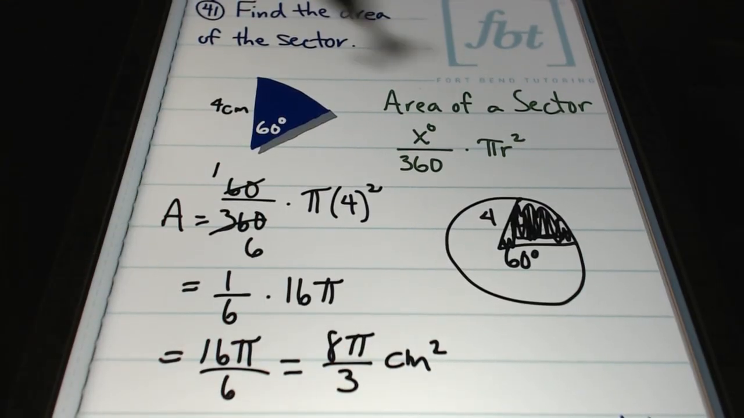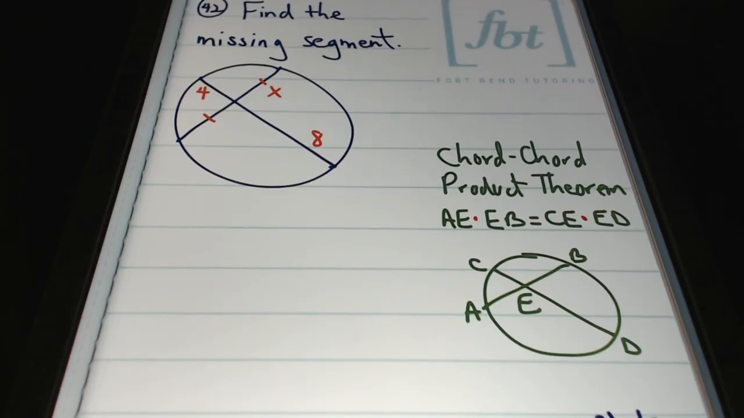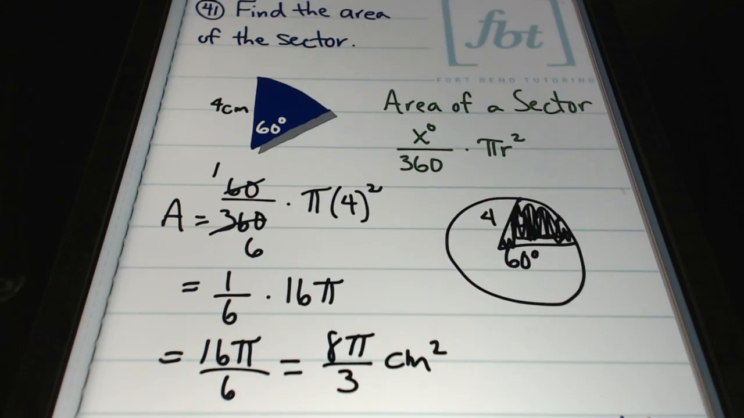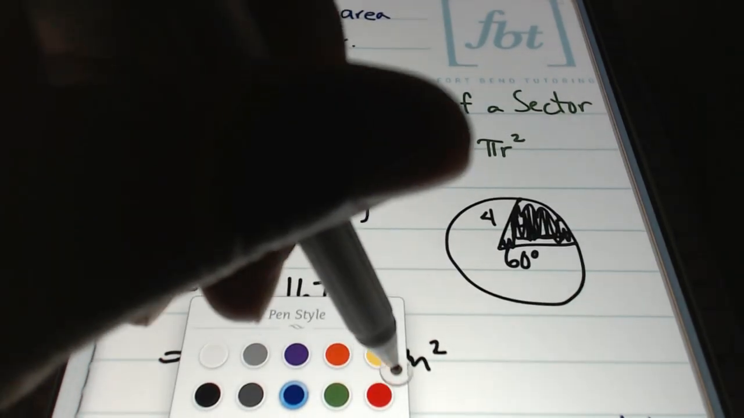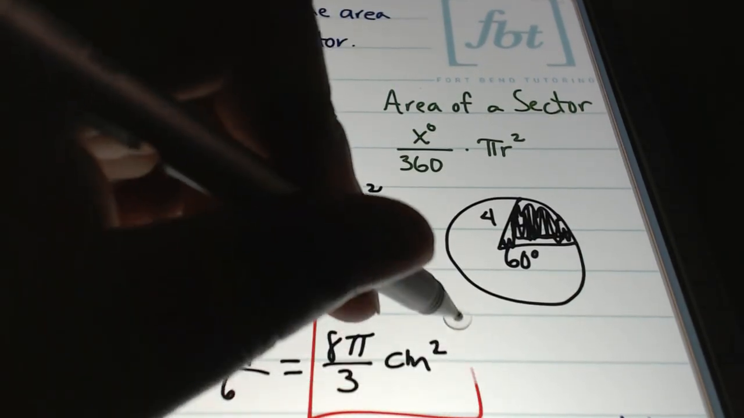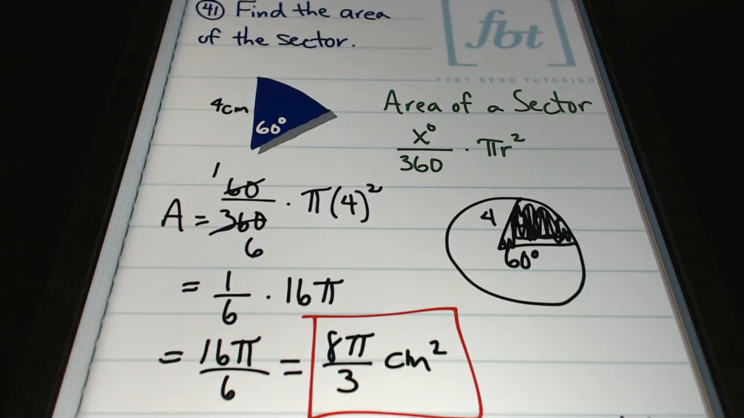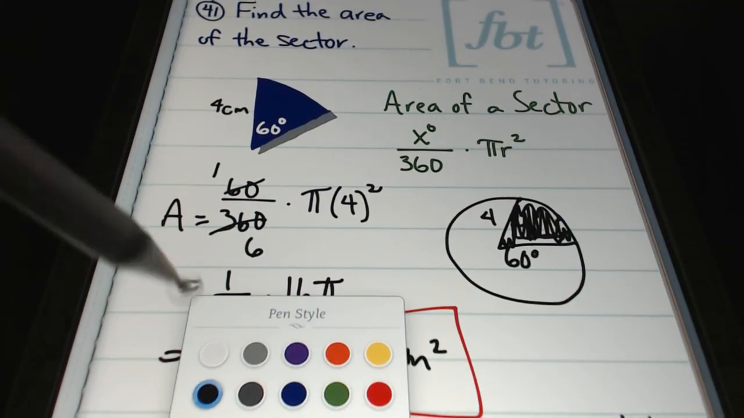Number 41 is done, guys. Do we have a red box around that answer? No, we didn't. Let's go ahead and put a red box around that before Simone chews me out for not putting a red box around my answers like always. So we have 8 pi divided by 3 centimeters squared, and we red boxed it. That's exactly what we did.